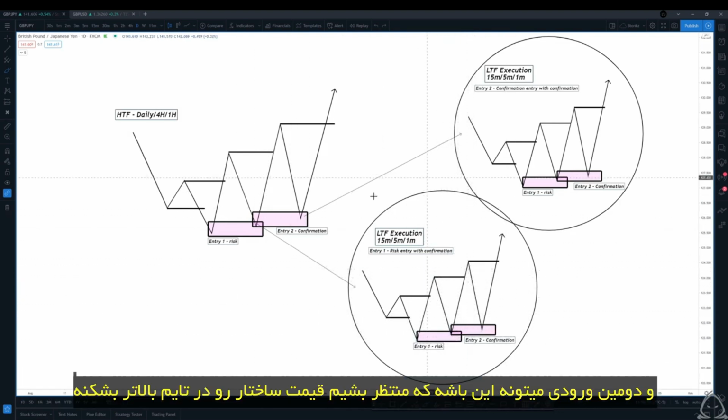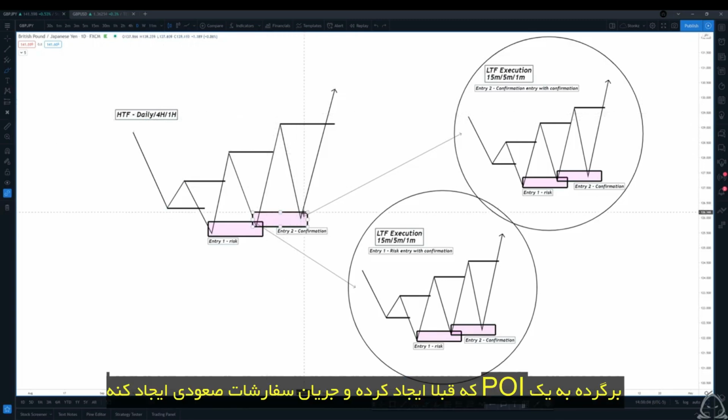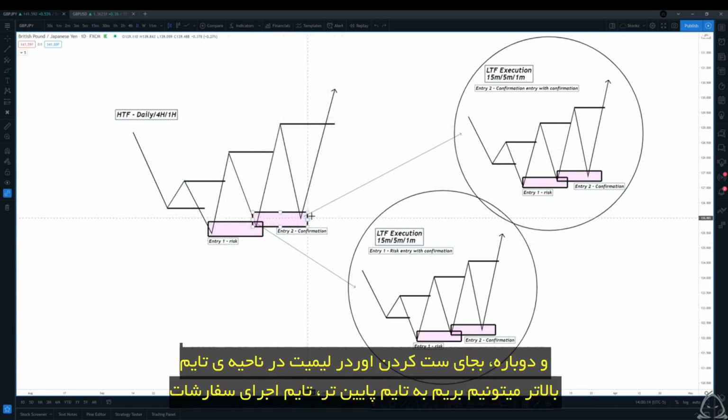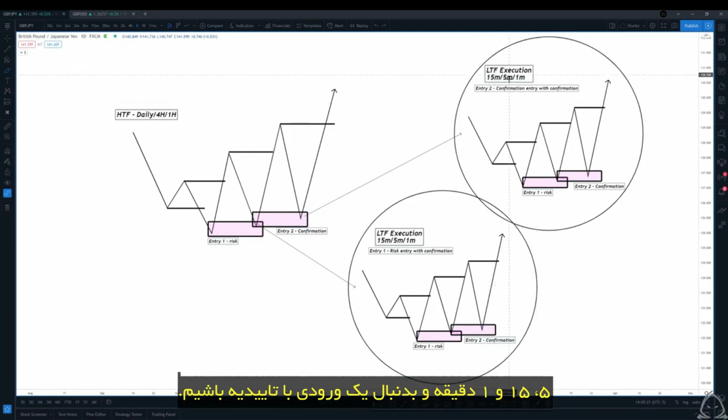And then second entry that we can do, again, is we wait for price to break structure on that higher time frame, come back down to another point of interest that has been created, creating bullish order flow. We're seeing higher highs and higher lows forming. And again, instead of putting a limit order on this higher time frame point of interest, we can drop down to our lower time frame execution timeframes, 15-minute, 5-minute, 1 minute, and look for a confirmation entry.